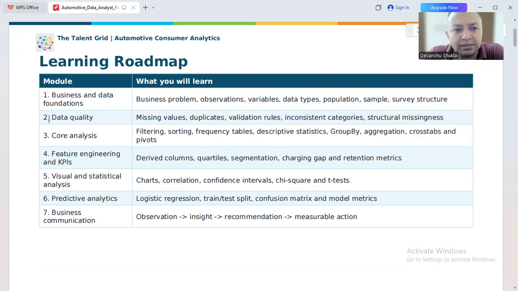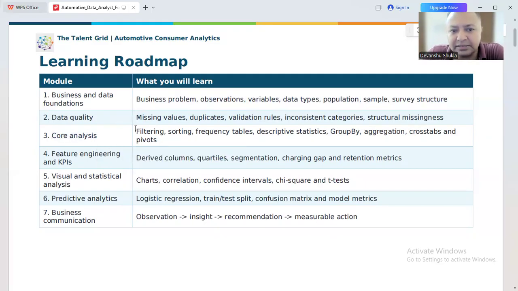Then the second module across this document would be data quality. So how will you ensure that you create quality data before you start analyzing it? You will be taking care of missing values, duplicates, validation rules, inconsistent categories, and structural missingness. This will help you generate your data in a qualitative data format so that we can start analyzing the data.